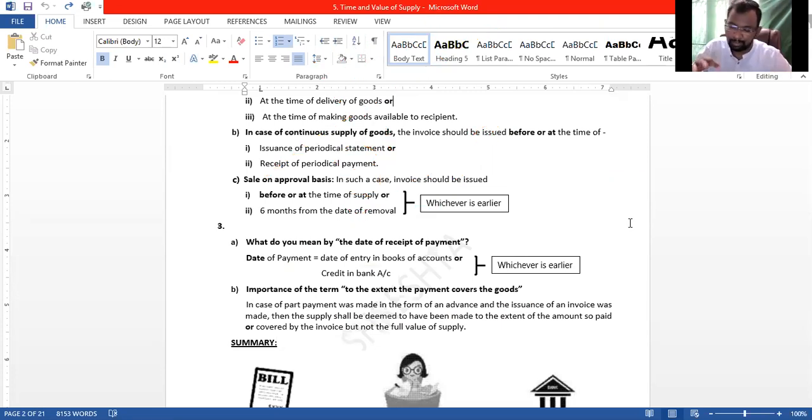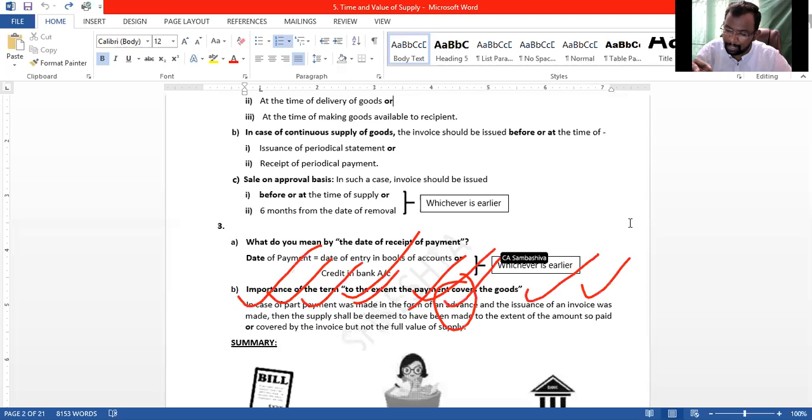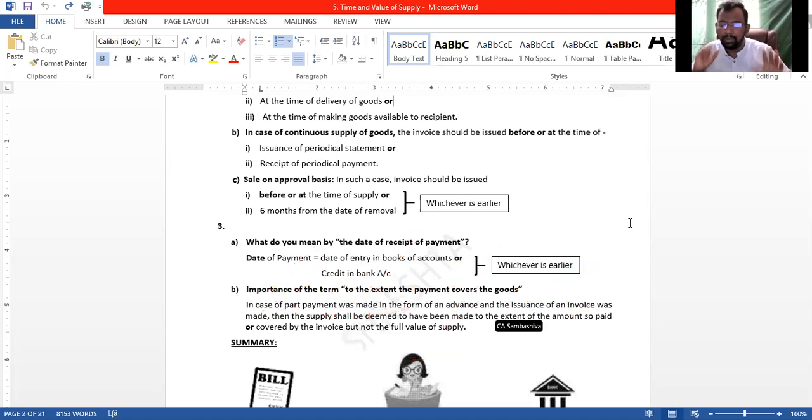So అదే చెప్తా చూడమ్మా. In the case where part payment was made in the form of advance and the issuance of invoice was made, మరి నేను ఇక్కడ ఇన్వాయిస్ ఇష్యూ చేయాల్సి వస్తే ఎంత వాల్యూకి ఇష్యూ చేయాలి? ఓన్లీ ఫర్ 2 lakhs. Then the supply shall be deemed to have been made to the extent of the amount so paid and covered by the invoice, but not to the full value of supply. Not to the full value of supply.